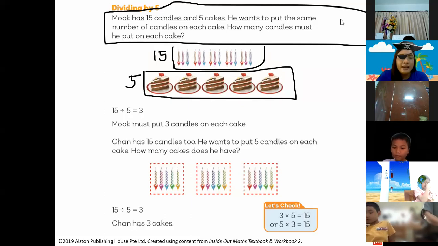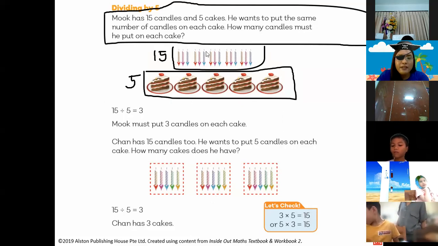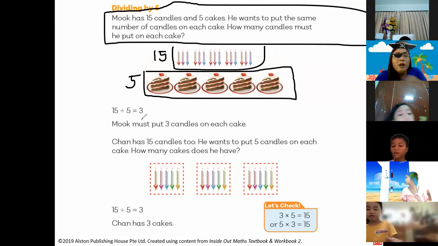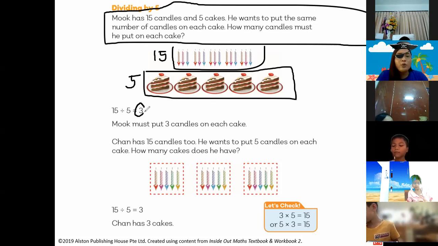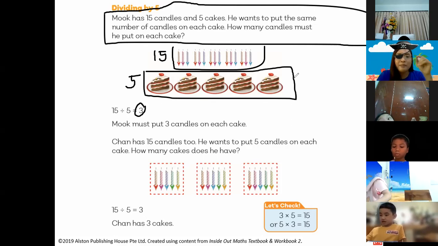So here's the thing. Since we have only 5 cakes, all we have to do is to divide this by 5. So it will have the same number of candles in each. Okay, so we have 15 divided by 5, that's 3. So we need 3 candles on each cake. Okay, 3 candles on each cake.